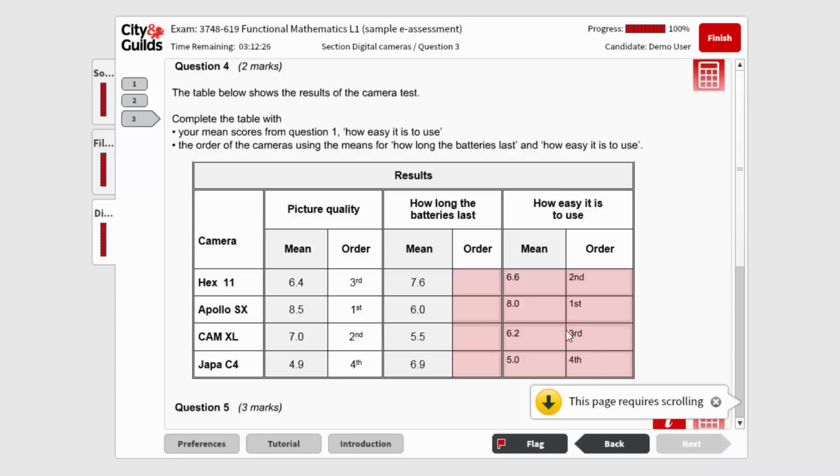And then for the ones that are already filled in, same thing. 7.6 is first, 6.9 is going to be second, 6.0 is third, and 5.5 is going to come last, or fourth.